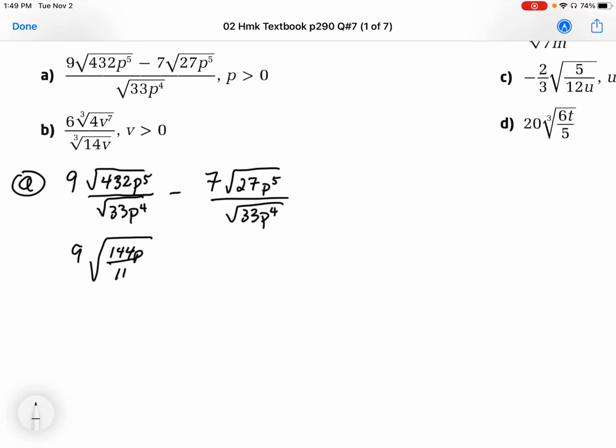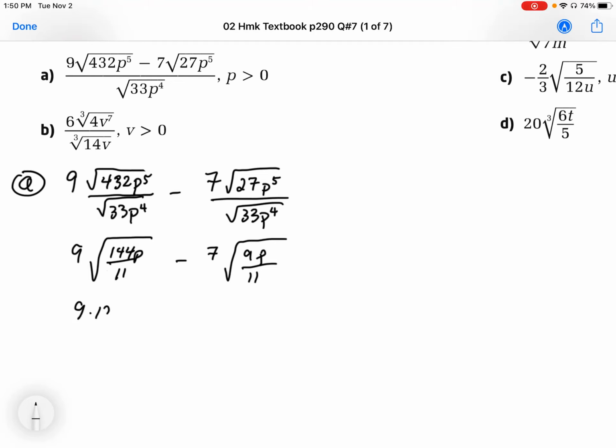We happen to get a perfect square there, which we need to work out. We're going to do the same thing here. We're going to end up with 7 root 27 over 33. They share a common factor of 3, so we end up with 9p over 11. Okay, and then we can work out the perfect squares.